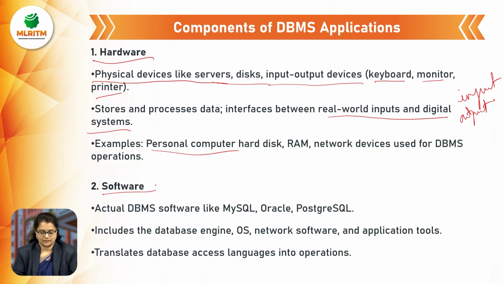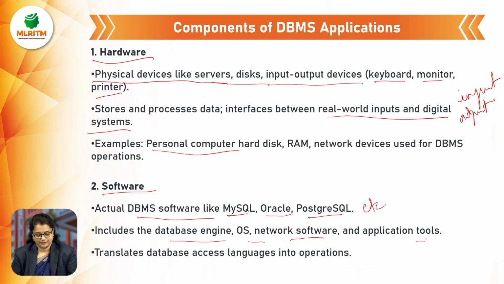Next one, software. After we have the hardware, we compulsorily require software. In DBMS, the software includes MySQL, Oracle, PostgreSQL, etc. We can take any software related to the DBMS. It includes the database engine, OS, network software, and application tools, translating database access languages into operations. So we know the languages are DDL, DML, like that.